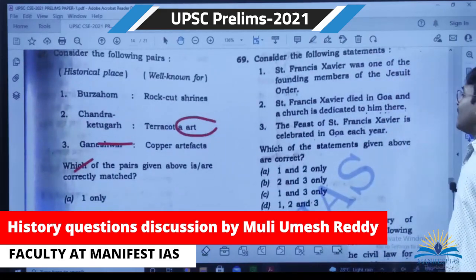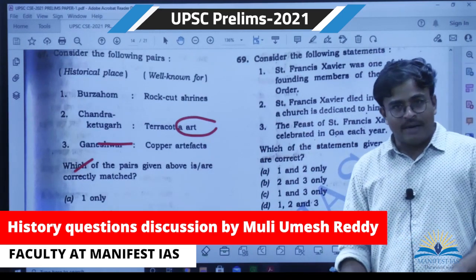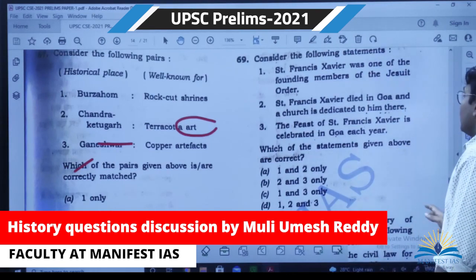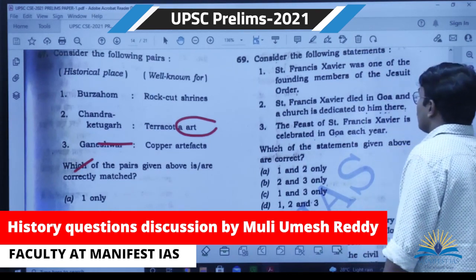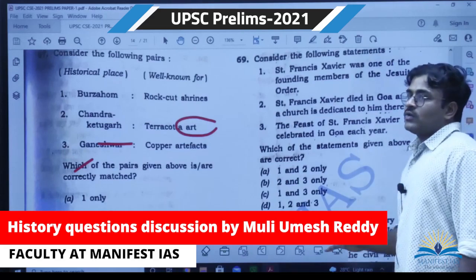Consider the following statements. Saint Francis Xavier was one of the founding members of the Jesuit order. Most probably most of the people might not be knowing this, but that is fine. Then, Saint Francis Xavier died in Goa, and a church is dedicated to him there. So this is the second statement.